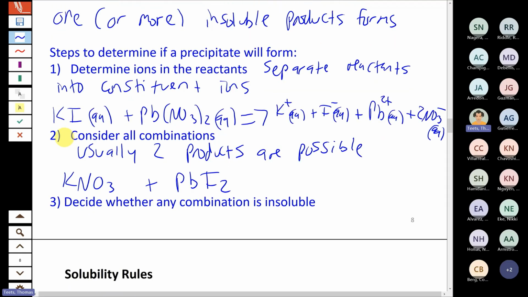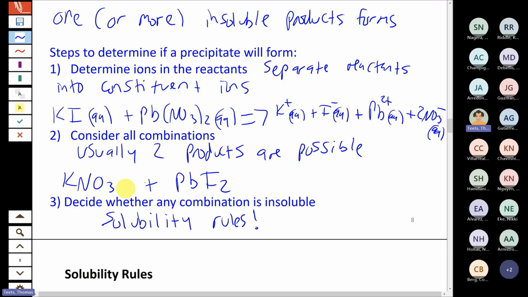And then you have to decide, okay, we get these two products. Are any of these going to be insoluble? And that's where you have to use something that is a longtime favorite of Gen Chem students, solubility rules. That doesn't mean solubility is awesome. It means you have a set of rules that you're going to use to decide if the compounds are or are not soluble. And you have to kind of internalize those to be able to make this prediction.